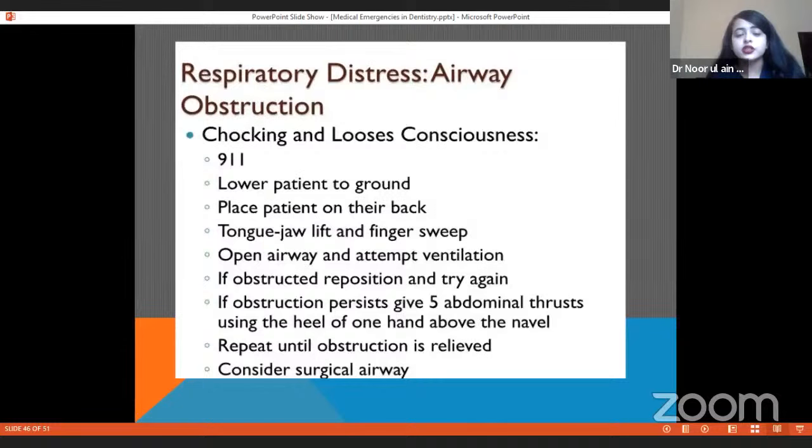If obstructed, reposition and try again. If the foreign object is still present, then reposition and try again. If obstruction persists, give 5 abdominal thrusts using the heel of one hand above the navel. Repeat until the obstruction is relieved, and consider a surgical airway.